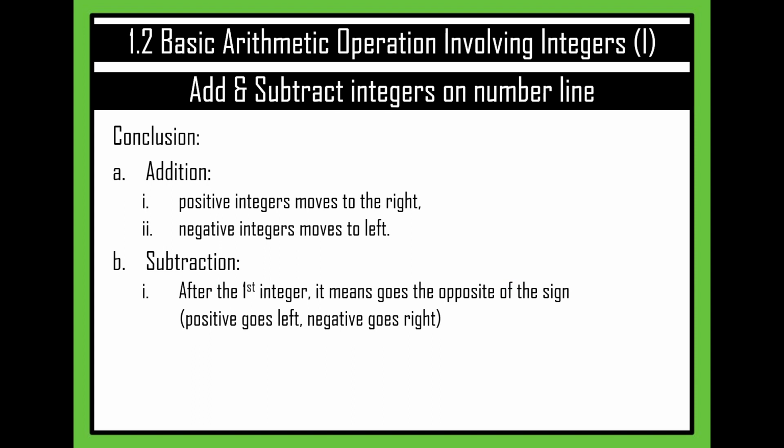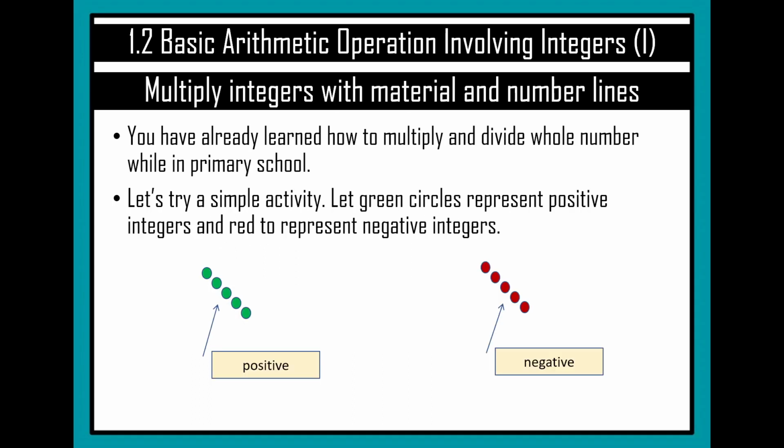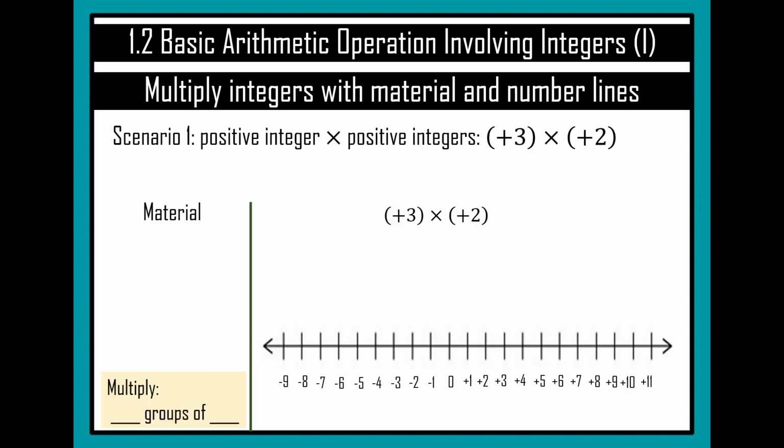Now we are going to continue with multiplying integers with materials and number line. In primary school, you already learned how to multiply and how to divide whole numbers. Again, we are going to do some activities while we are learning, and it is still the same: positive with a green circle and negative with a red circle. Like adding and subtracting, we are going to look at different scenarios involving different pairs of integers.